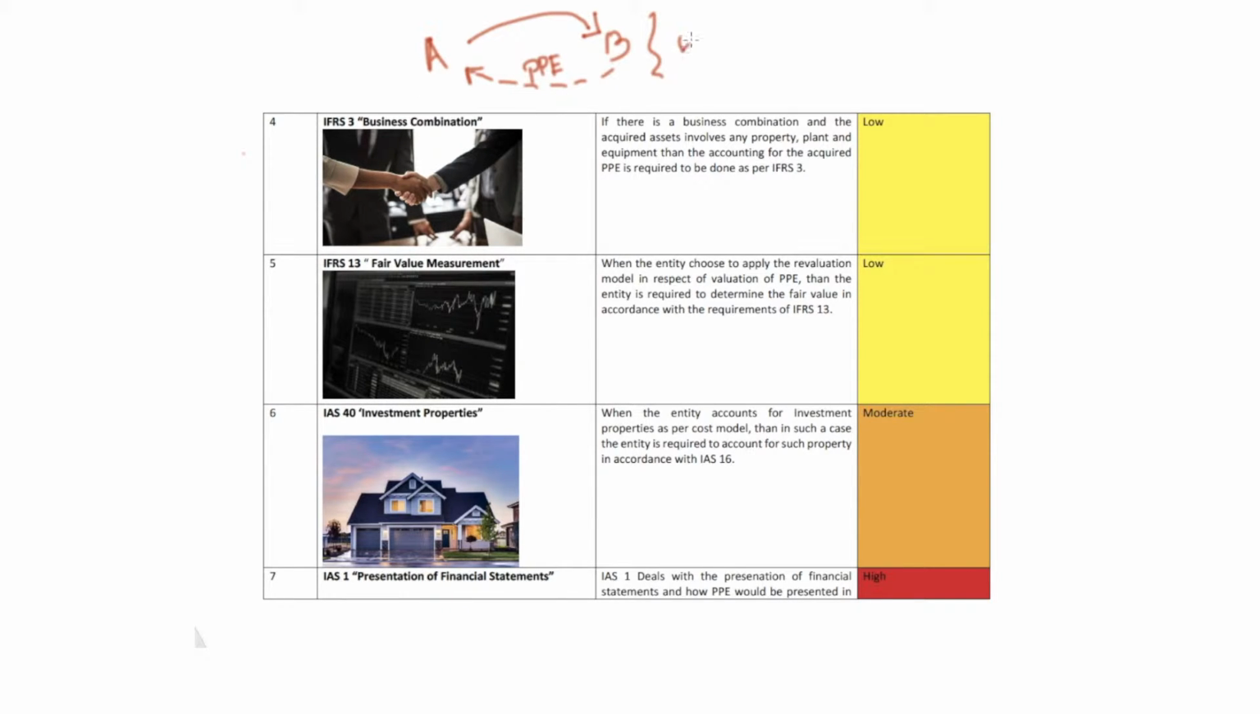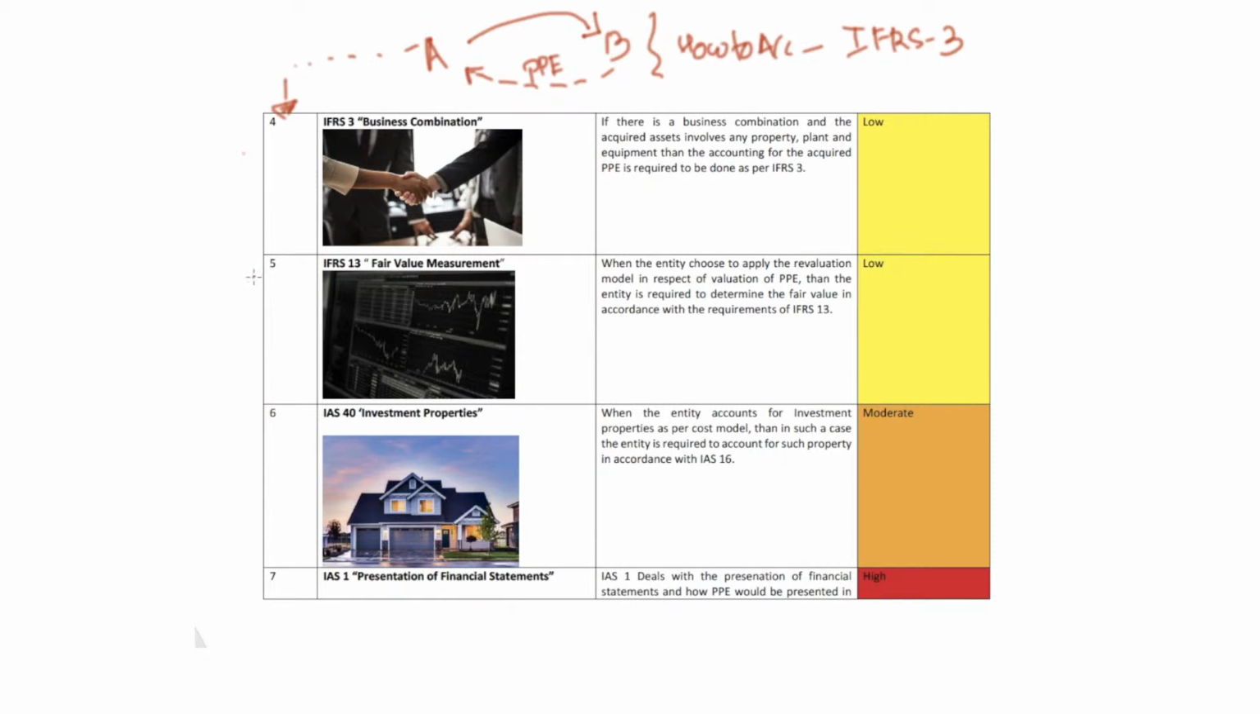Now, how to account for these transactions? This scenario is covered by business combination, and this is dealt with by IFRS 3. So no specific guidance is provided under IAS 16. This is what I mean: whenever you see any kind of M&A, mergers and acquisitions, you do not need to go back to IAS 16. You just need to look into the requirements under IFRS 3 to get the job done.